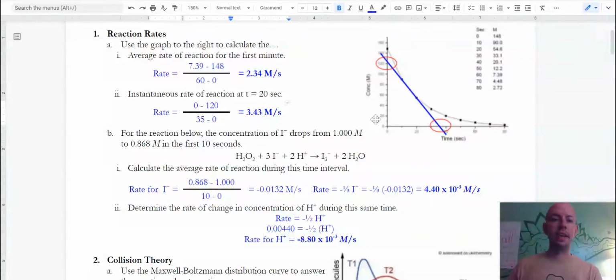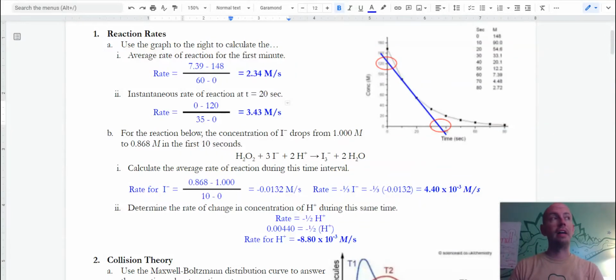For the instantaneous rate at a certain time, we draw a line tangent to that point in time. Although this probably is far from perfect, you get the idea that hopefully it's passing through that point without dragging along the line too much. So then I looked at where it crossed over here. It was at 120 minus the 0, and then that was around 35.